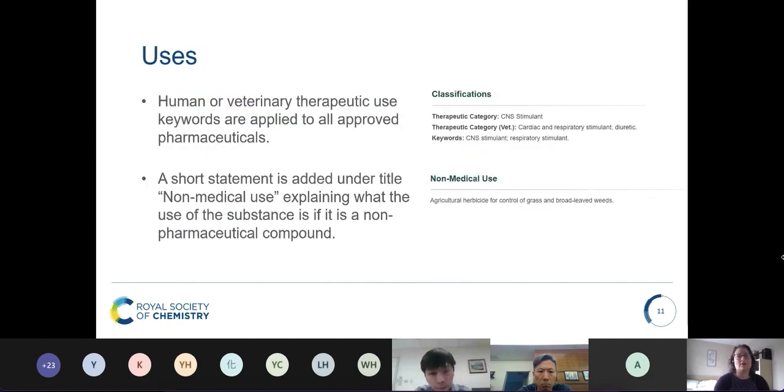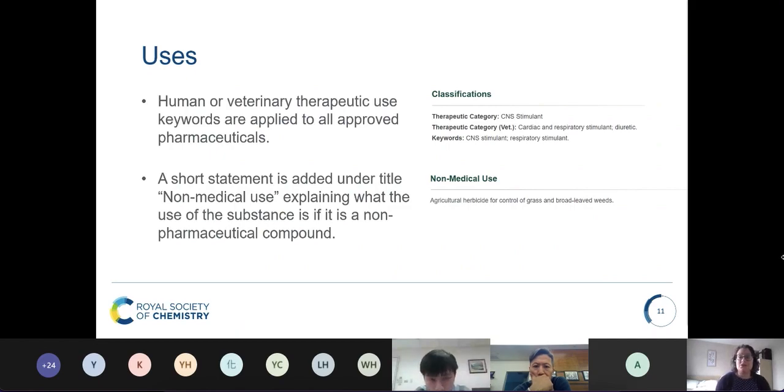The last part I'm going to talk about in a monograph are the uses categories. So these are more strict uses. For anything that has been approved as a drug in human or veterinary uses, we will apply a therapeutic category, and these are all searchable. On the right here, I've got the categories that come with caffeine.